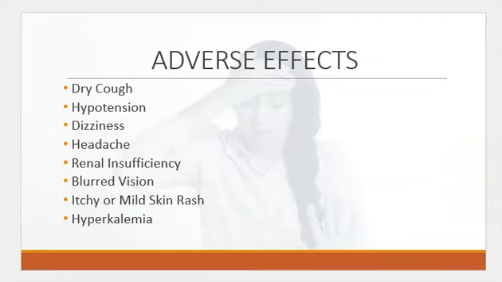There are a number of adverse side effects associated with lisinopril, including dry cough, hypotension, dizziness, headache, renal insufficiency, blurred vision, itchy or mild skin rash, and hypokalemia, meaning there's a high amount of potassium in the blood. This is more common among patients with reduced kidney function.